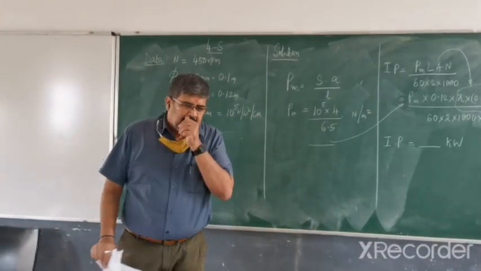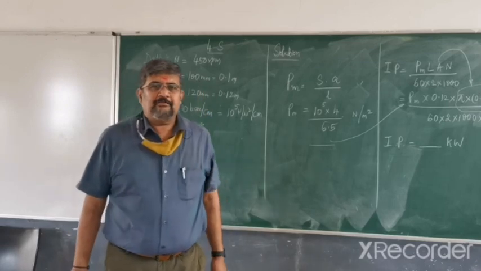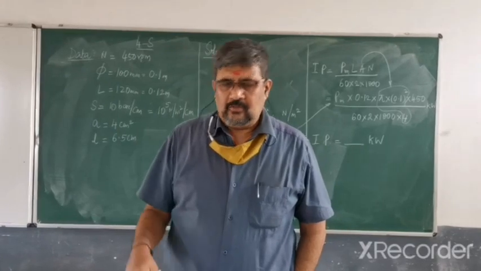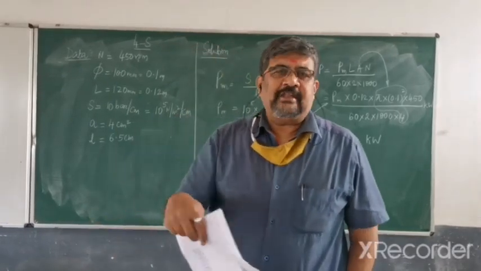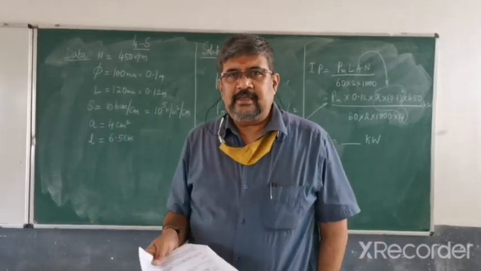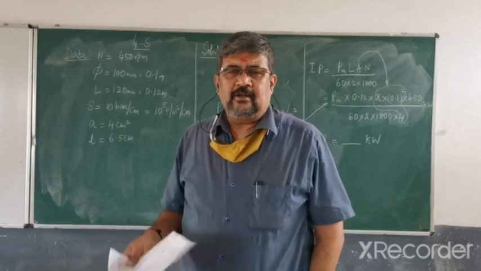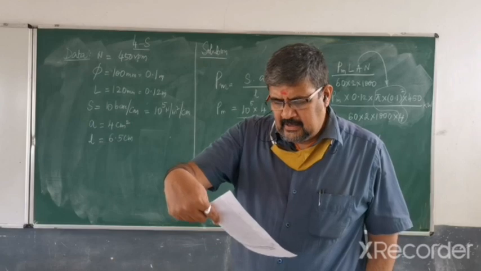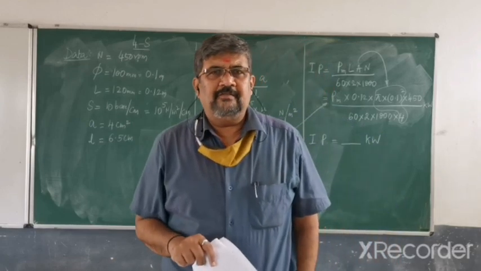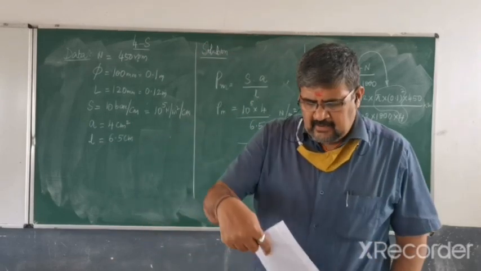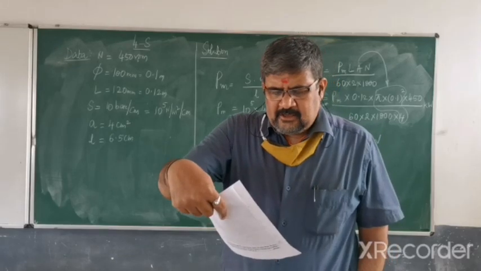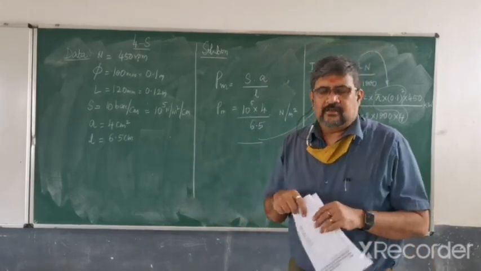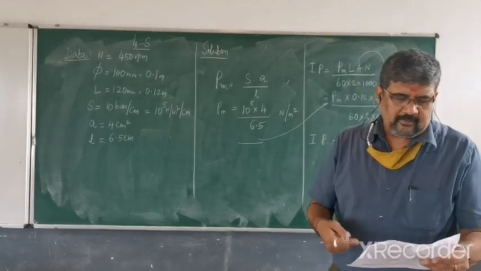The only thing is, as I said, the mean effective pressure value is not given directly. What you need to do is you need to use that equation, the mean effective pressure is equal to SA by L, and then find it out and use it in the equation. Okay, so there are another 2 problems which I will solve. That is problem number 10 and 11. Okay, so I will solve them now immediately.